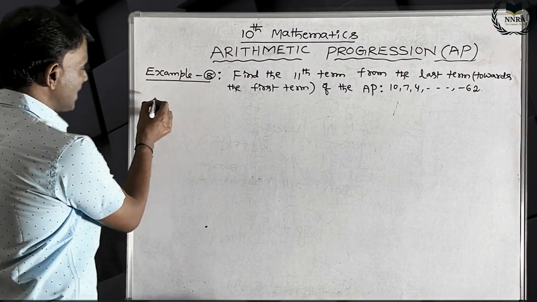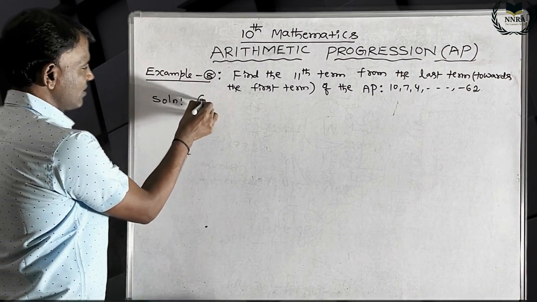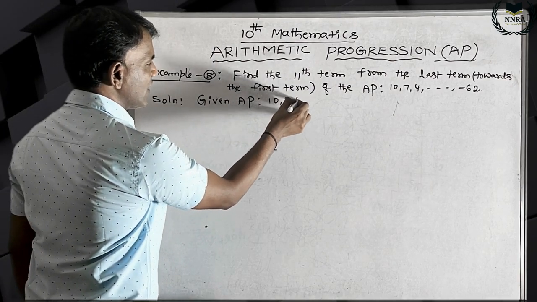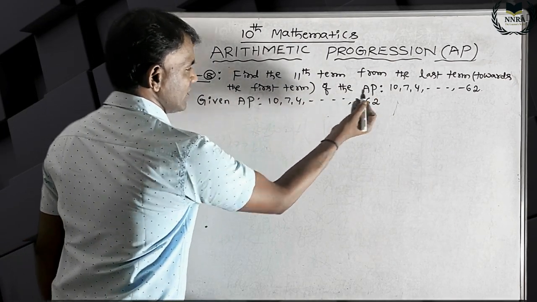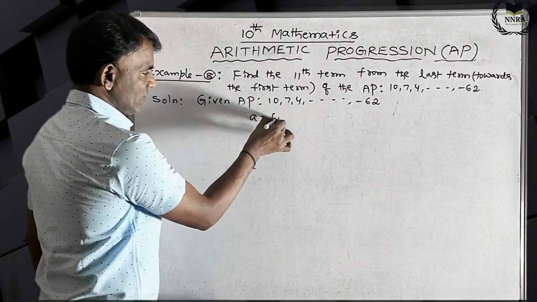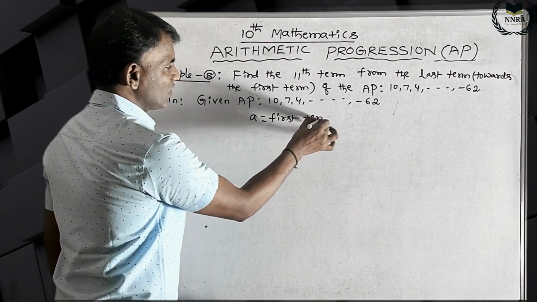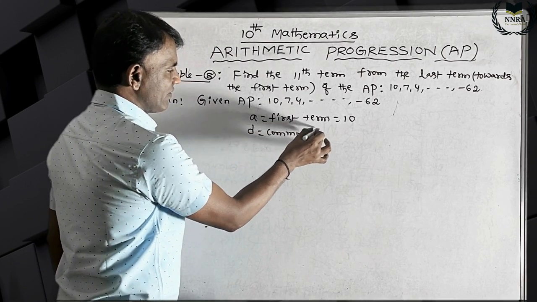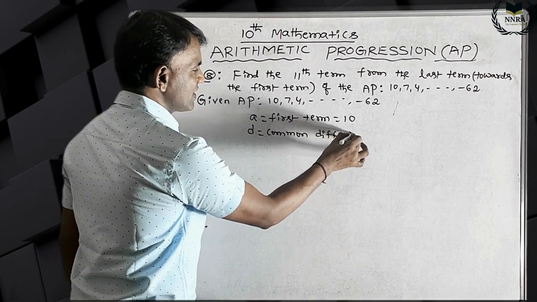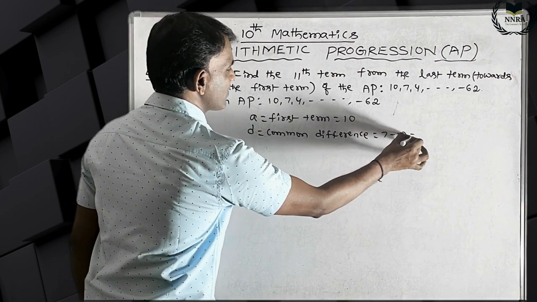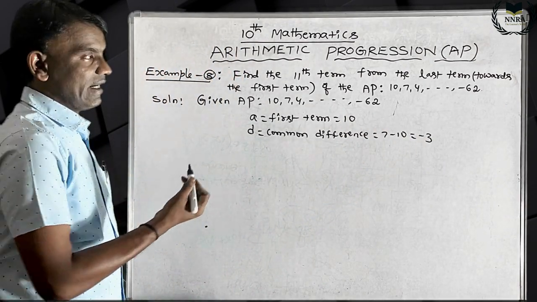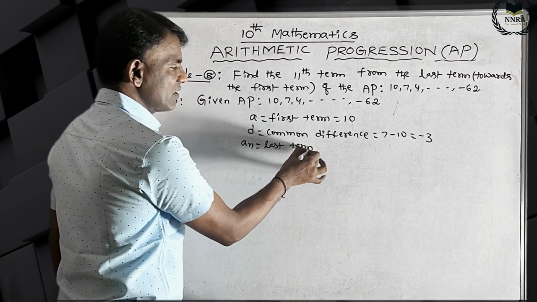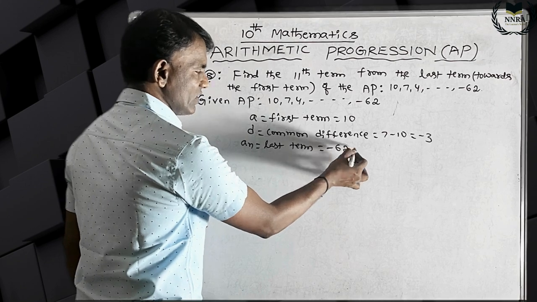And now first write the given AP. What is that? The given AP is 10, 7, 4 and so on, minus 62. Now a equal to the first term, right? The first term is 10. Now d equal to the common difference. So this can be written as 7 minus 10 equal to minus 3. And one more term is given. What is that? an, the last term, right? So that is minus 62.